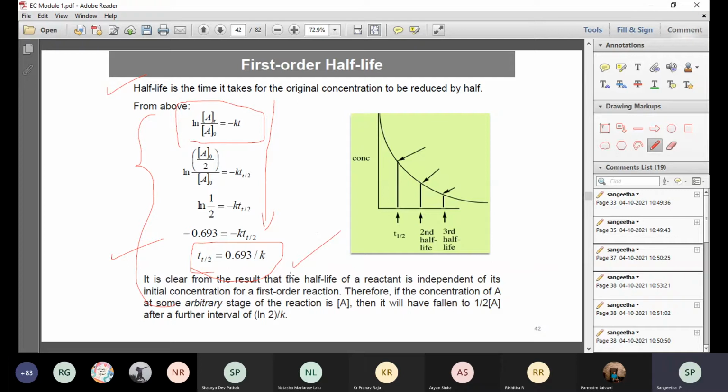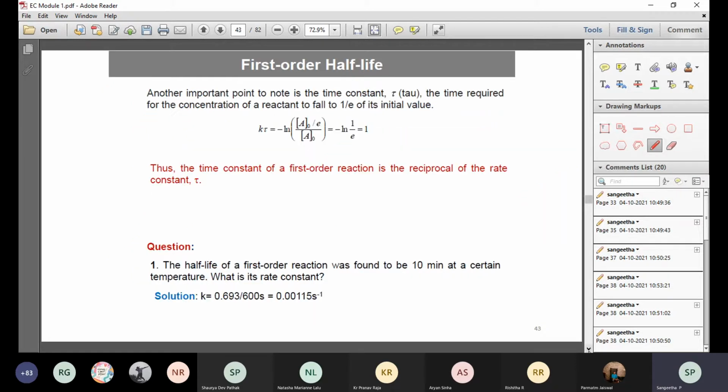Okay, T half is equal to, write this one. It's clear from the result, okay, this is actually the graph with respect to the half-life. It's clear from the result that the half-life of the reactant is independent of its concentration for a first order. Therefore, the concentration of A at some arbitrary stage of the reaction will fall to this further.